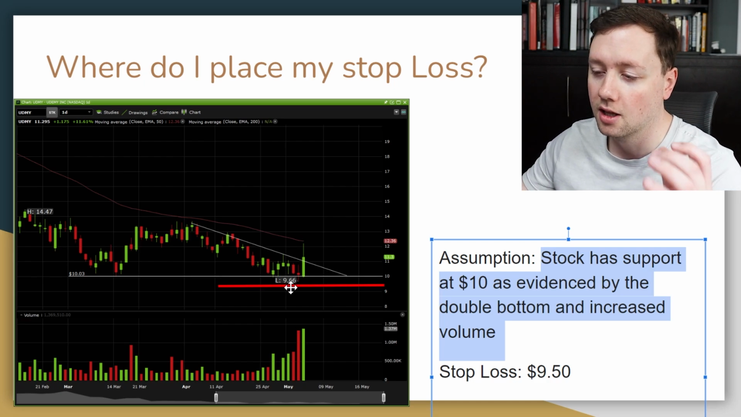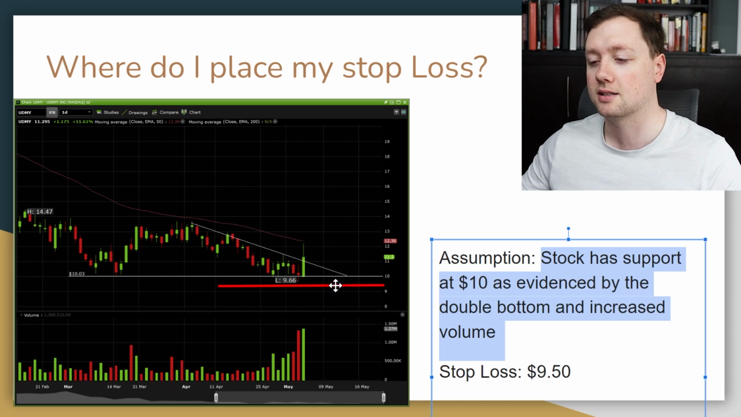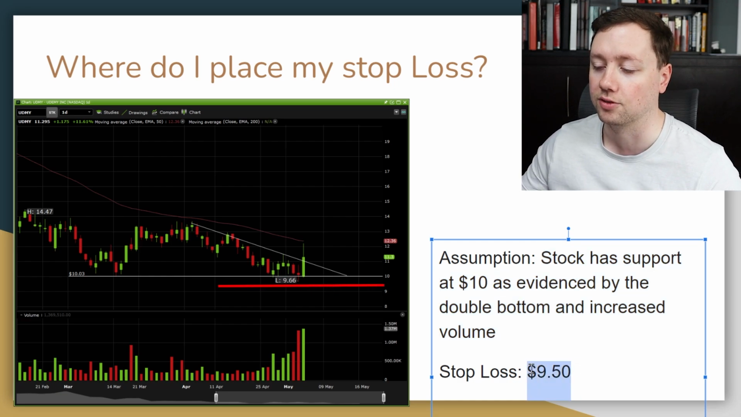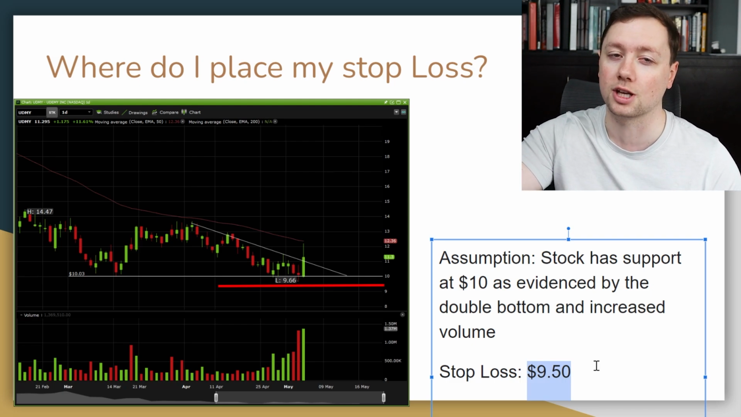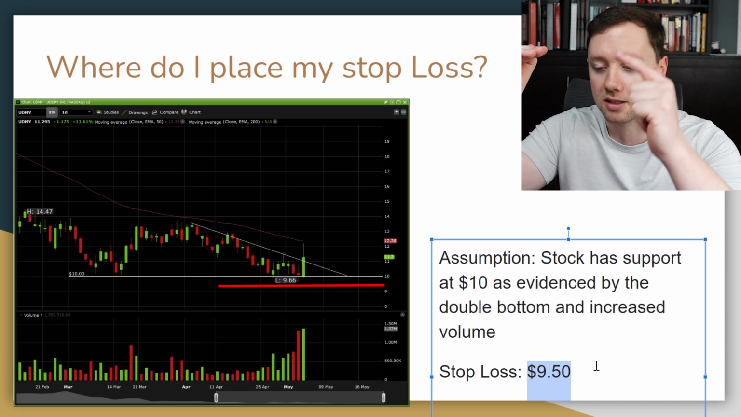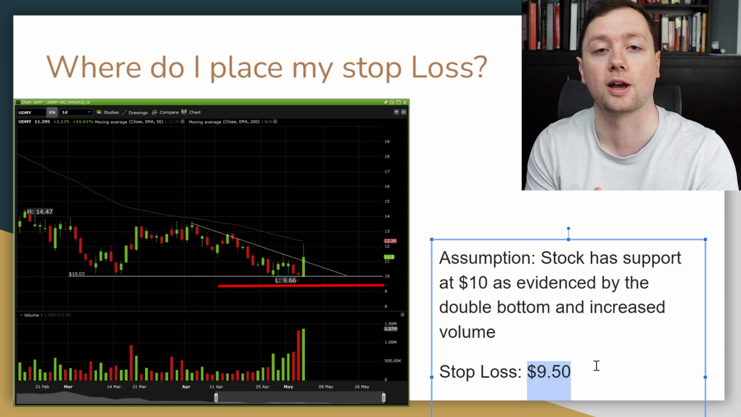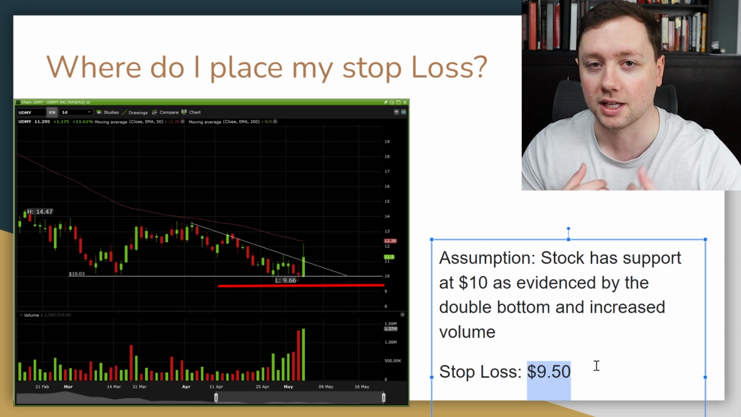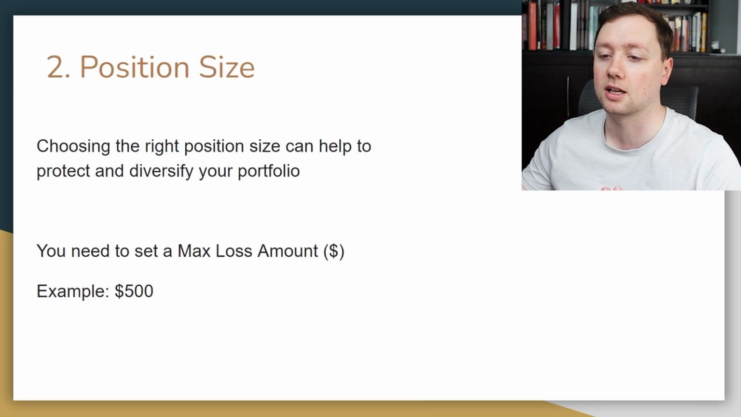Now, as you can see, the ultimate low right here was $9.66. So I'm going to set my stop loss as this red line right here at $9.50. The major level of support is right around $10. It is not $10. It is around $10. We've tested as low as $9.66. So I want to have my stop loss below that, because if the price crosses below that level, my assumption is going to be wrong and I want to exit the position. So that is how you should think about a stop loss.